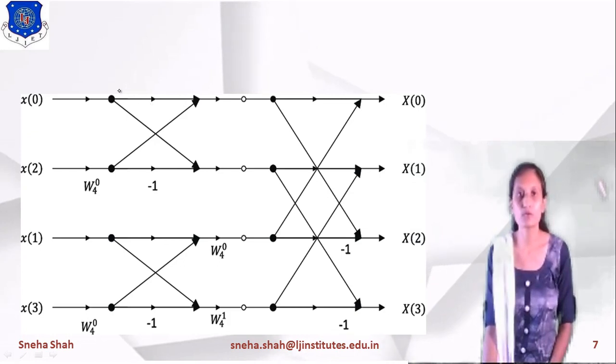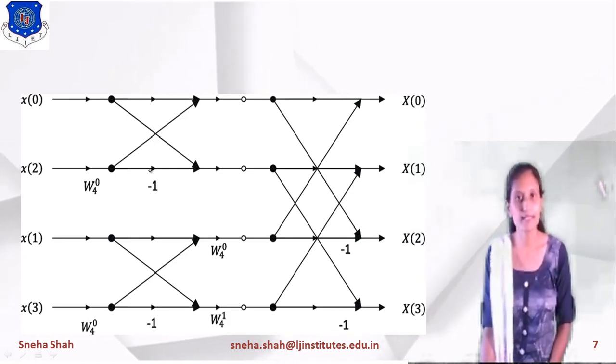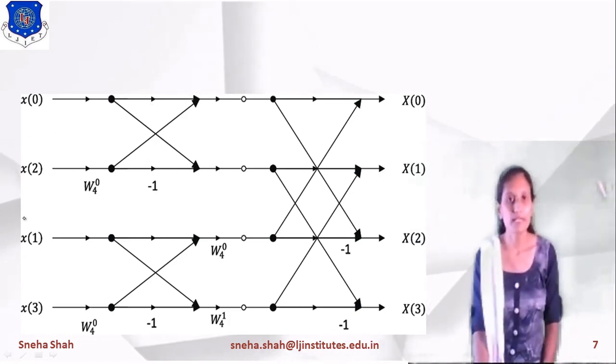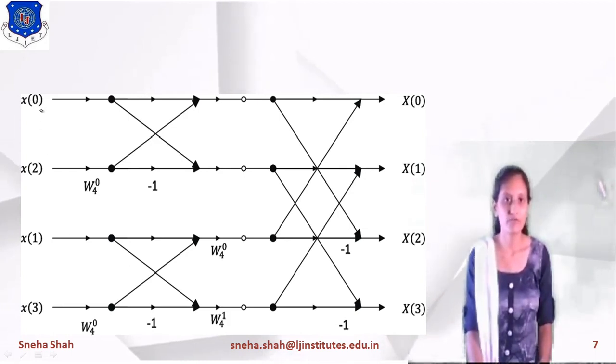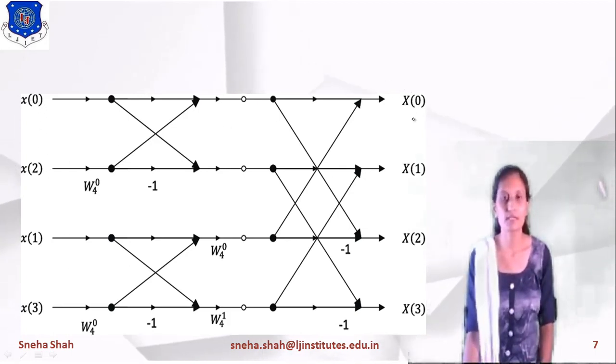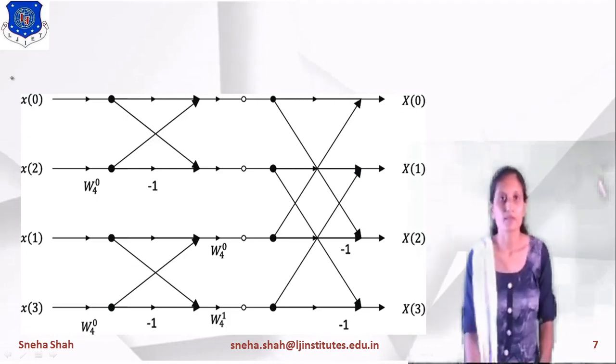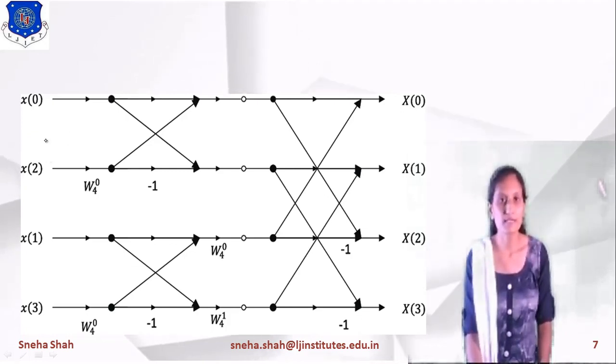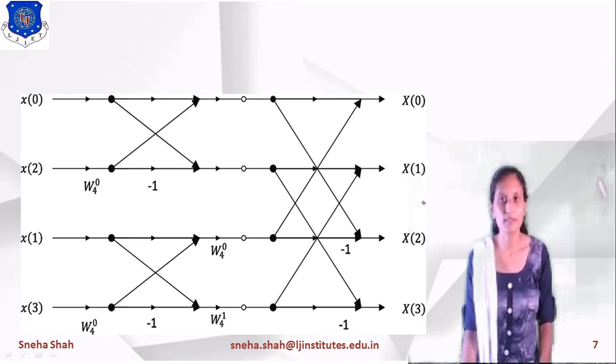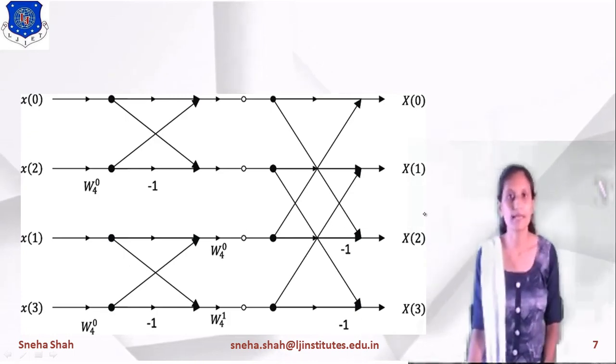Same way, if we are taking 2, then the first term will be plus and the next term will be minus. So if we are taking the input sequence in the form of even terms, then it will give you the output in order. So first of all, we will divide the input sequence into even and odd parts, then it will give you the output like this.